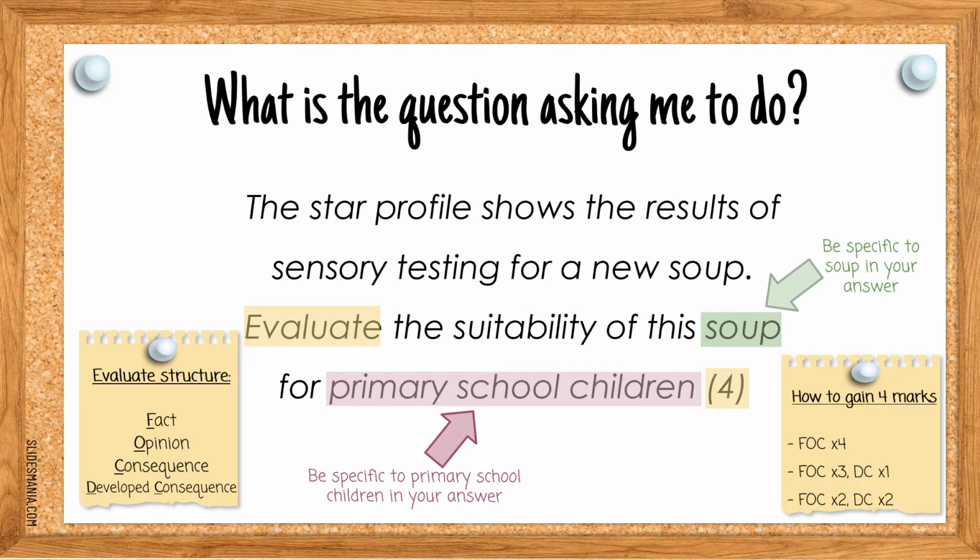And lastly, worth 4 marks, you've got 3 different ways that you can gain these 4 marks. You can either do 4 fact, opinion, consequences. So you can choose 4 sensory characteristics, give a fact about each of them, give an opinion, and give a consequence about each of them. You could give 3 fact, opinion, consequences. So you just choose 3 sensory characteristics, and then you might develop one of those consequences. Or lastly, you could just choose to write about 2 sensory characteristics. So you do fact, opinion, consequence twice, and you develop both of those consequences.